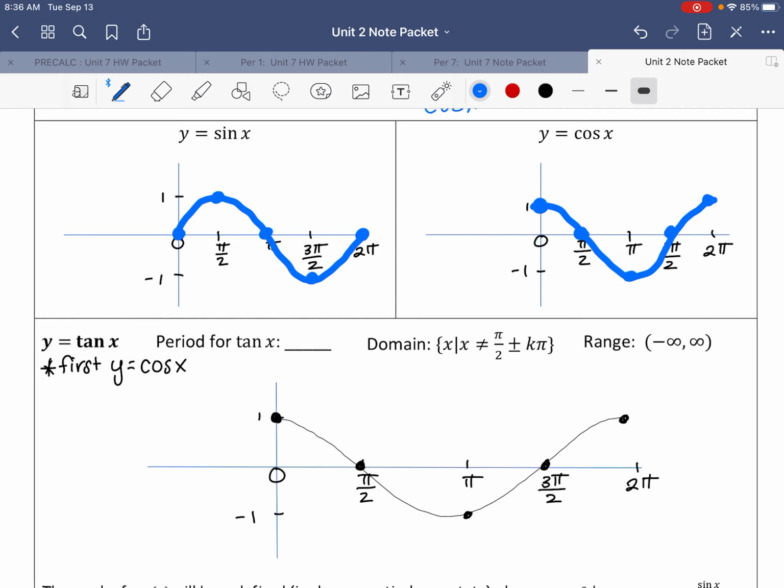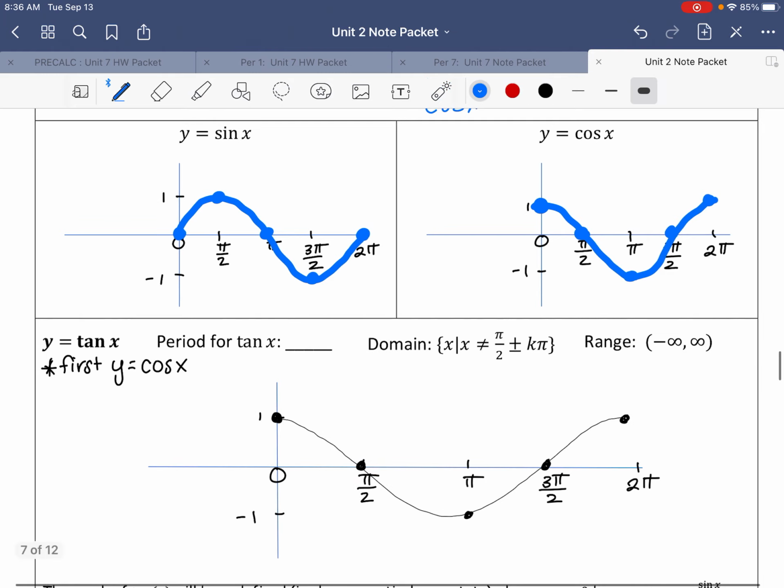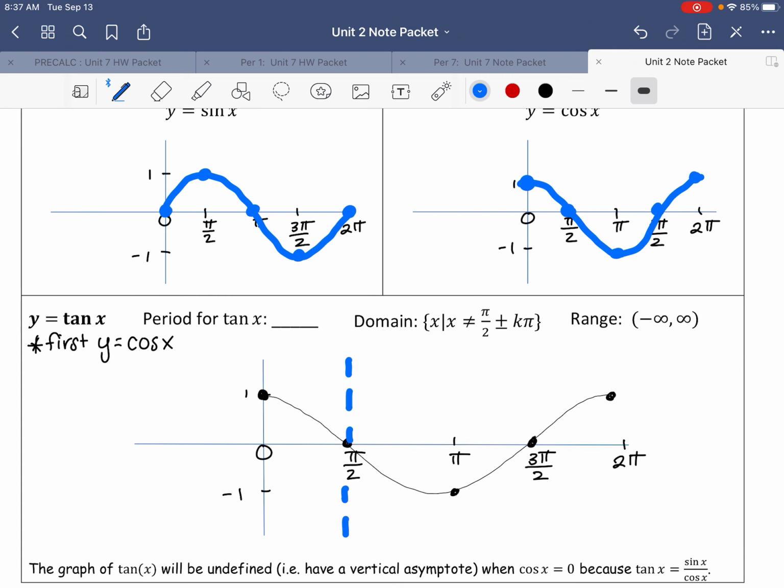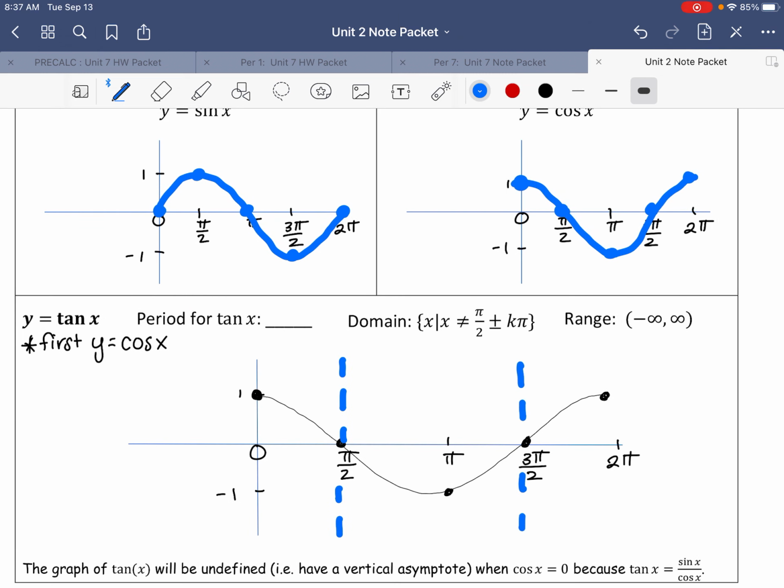So the tangent graph is going to have asymptotes wherever this cosine graph is 0. So here and here. So let's draw the asymptotes in. And then what a tangent graph looks like is in between the two asymptotes. So exactly in between, which is right here, there's going to be a point on the x-axis. And a tangent graph squiggles up left to right.